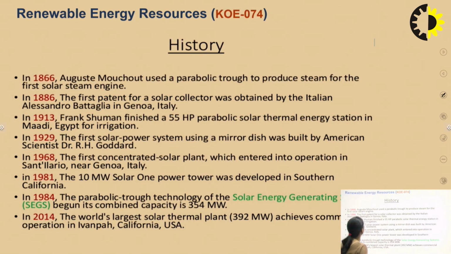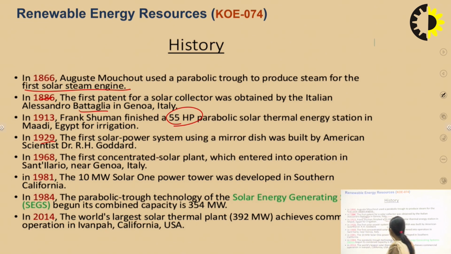Now, what about the history? Okay, in 1866, Mr. August used a parabolic trough to produce steam for the first solar steam engine, okay. In 1886, the first patent for a solar collector was obtained by the Italian Battaglia in Genoa, Italy, okay. And in 1913, Mr. Schumann finished a 55 HP parabolic solar thermal energy station in Egypt for the purpose of irrigation.